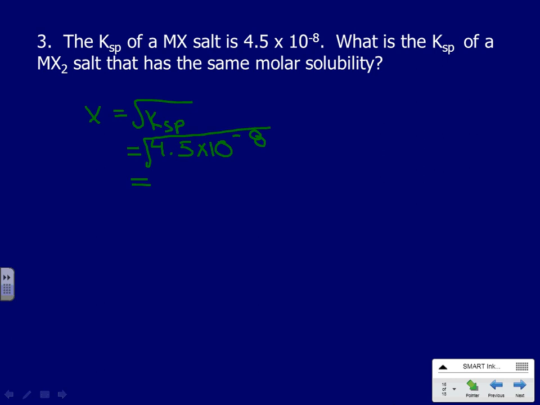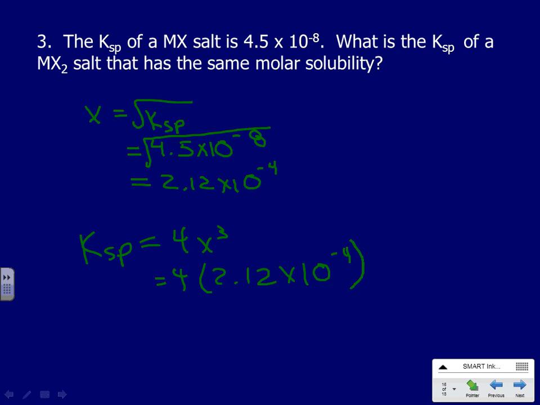What do we have for a number? Yep, Tyson. 2.12 times 10 to the minus 4. Not bad to keep an extra digit because we'll round back at the end. And therefore, Ksp for an MX2, what's that going to be? What is it? 4x cubed. 4x cubed for 2.12 times 10 to the minus 4 cubed. What do you got? 3.82. We could probably round it back, but again, we're just comparing. It's not a big deal. Times 10 to the negative, sorry, I missed that.